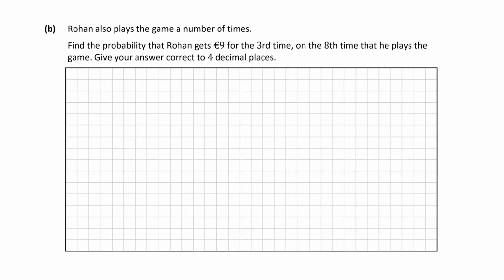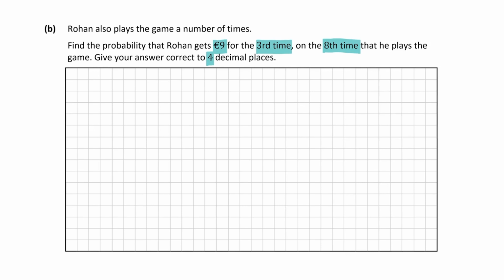Now in question B, we're told that Rohan also plays the game a number of times. We're asked to find the probability that Rohan gets €9 for the 3rd time on the 8th time he plays the game, and to give our answer correct to 4 decimal places. So what does that mean? If he gets €9 for the 3rd time on the 8th time that he plays, how many times does he get 9 in the first 7 trials? He has to get it twice in the first 7 trials. So we need to work out the probability that in the first 7 trials he gets €9 twice, and on the 8th time he gets €9.